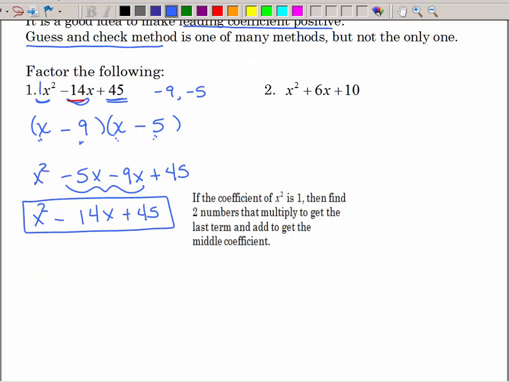Let's look at the second example. The leading coefficient is a positive 1, so we just need to find two numbers that multiply to get the last term, 10. So the only thing that multiplies to get 10 is 1 times 10, or 2 times 5. Do either pair of these numbers add or subtract to get the middle number of 6? No. So we cannot factor this. This is called prime. When you cannot factor something at all, no GCF, nothing, that would be prime. Just like a prime number can be only divided by itself and 1, a prime polynomial can only be factored by itself and 1.